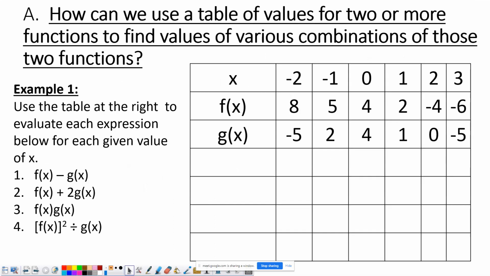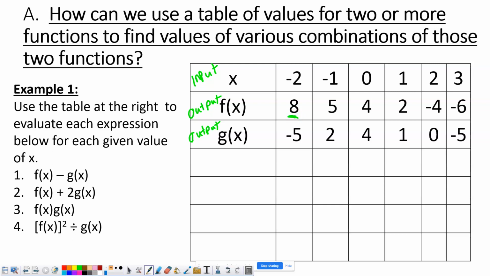Alright, so example 1, we have a table here, and in this table we have some x values given. The x is your input, right? Then we have the f of x and g of x. Those are two different functions. So these are going to be the outputs for function 1, and these are the outputs for function 2. So instead of calling them function 1 and function 2, I guess we can just say f of x and g of x, right? So there you have it. So when x is -2, f of x is 8, and so on.